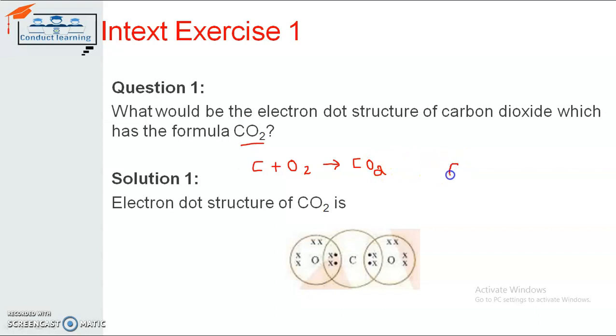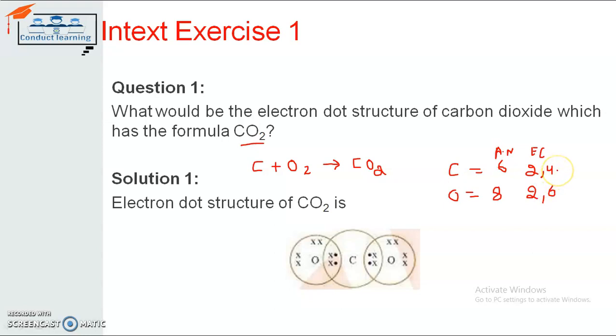As we know, carbon has atomic number equal to 6, and oxygen has atomic number equal to 8. The next step is to find out their electron configuration. The electron configuration of carbon is 2 and 4: 2 electrons in the K shell and 4 electrons in the L shell. Oxygen has 2 electrons in the K shell and 6 electrons in the L shell.